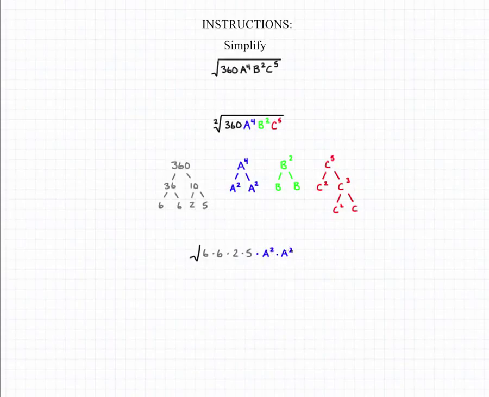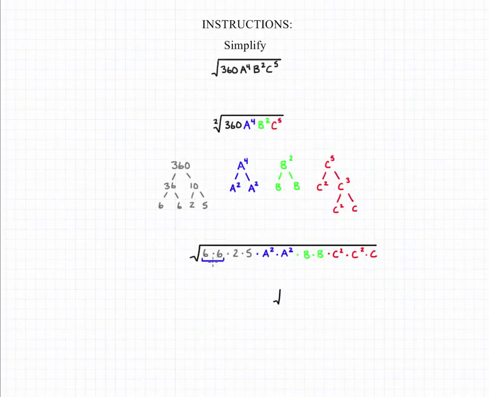times b times c squared times c. Now, because we're dealing with a square root, if we have any matching pairs, we can combine them and bring them outside of the root.